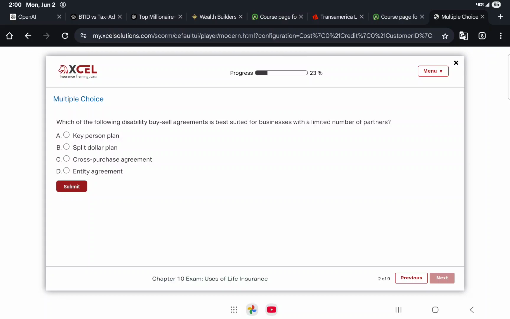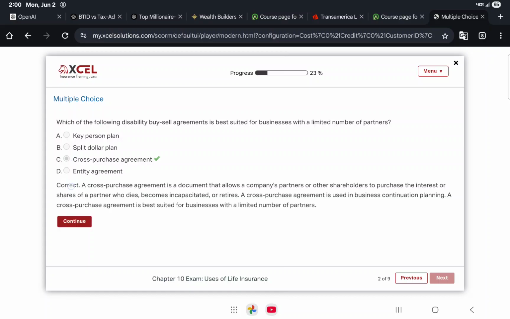Which of the following disability buy-sell agreements is best suited for businesses with a limited number of partners? Cross purchase agreement, split dollar, key person. Probably going to go with the cross purchase agreement. Key person is usually someone that does really well for the company, someone like a top salesperson or something, that if they lost that person, they would lose profits, or they would have some sort of financial loss.